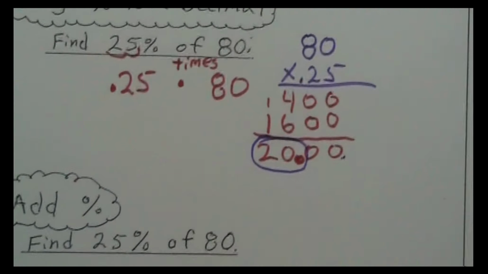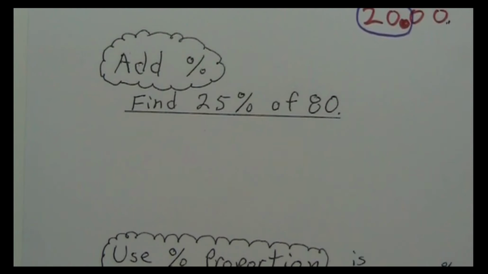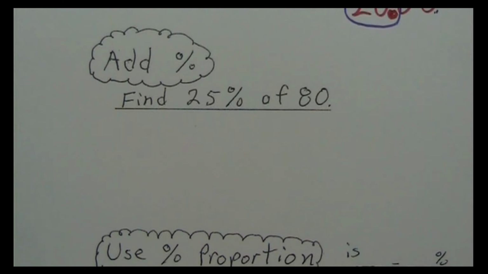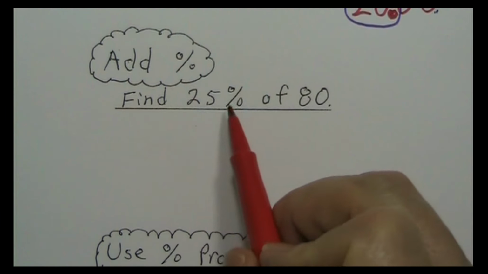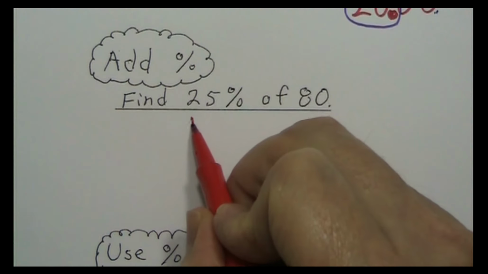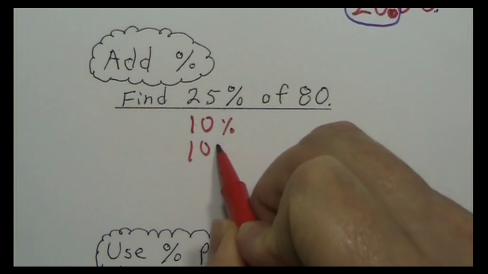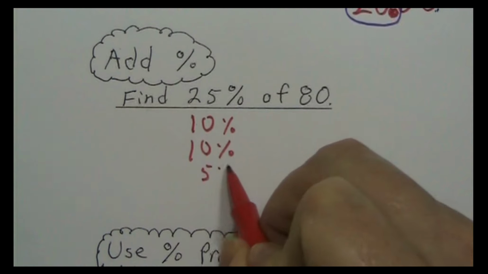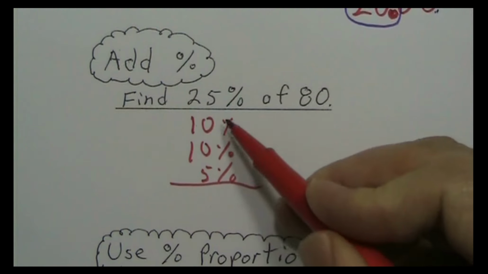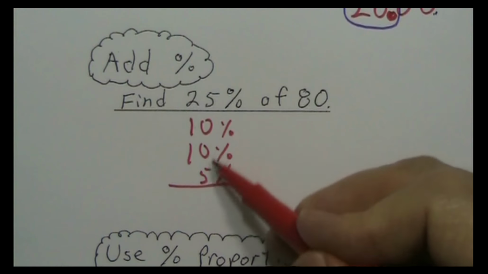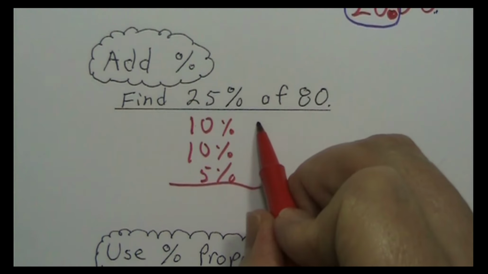All right, let's look at the next method, adding percents. This is not always the fastest, but some people like this method. So I'm going to add 10% and 5%. That will give me 25% if I add those together.